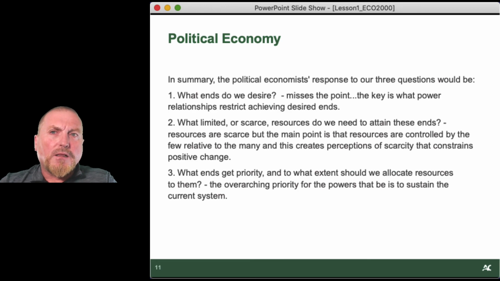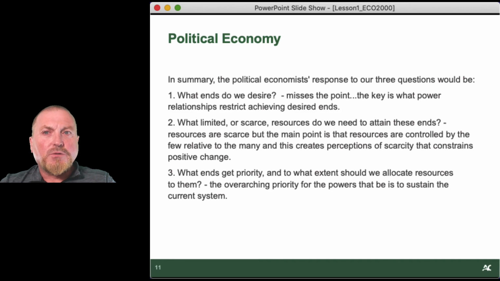So in summary, the political economist's response to our three questions would be: what ends do we desire? That misses the point. The key is what power relationships restrict achieving desired ends. We have lots of desired ends in society that never get achieved, or we struggle to achieve, because the current system is like a big battleship. It doesn't turn on a dime. There are power relationships that work against change because it's not in their interest to change, all right? So that's important to understand.